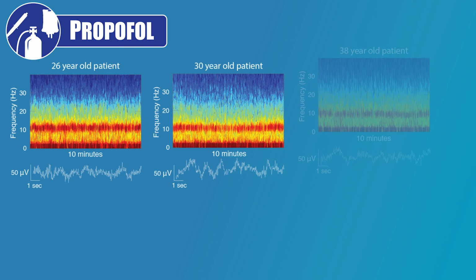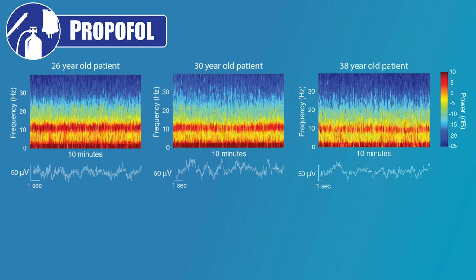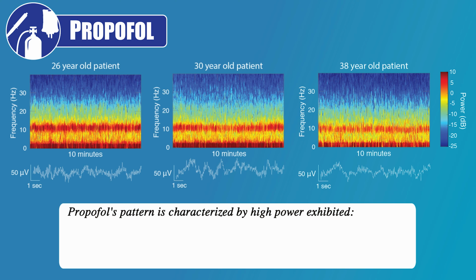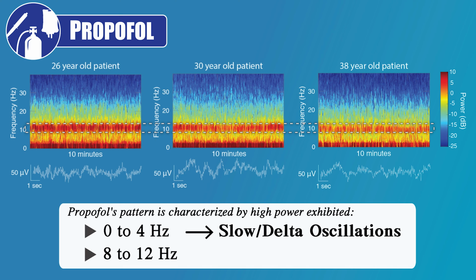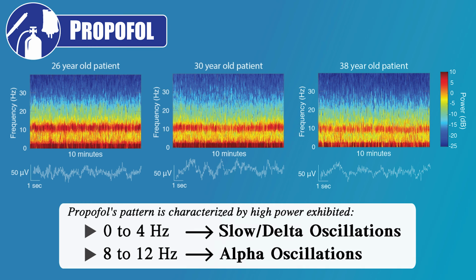Here are several examples of the typical EEG waveform and spectrogram that we see while propofol is being used to maintain general anesthesia in young adult patients. Propofol's pattern is characterized by high power exhibited primarily in two frequency ranges, between 0 and 4 Hz corresponding to slow delta oscillations and around 8 to 12 Hz corresponding to alpha oscillations.